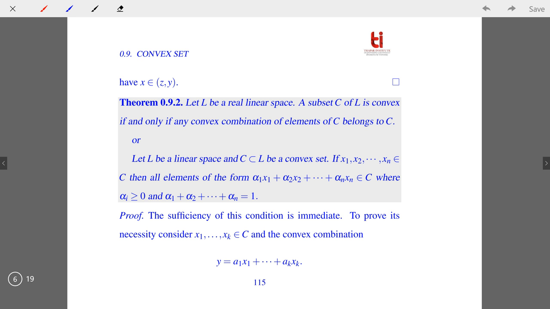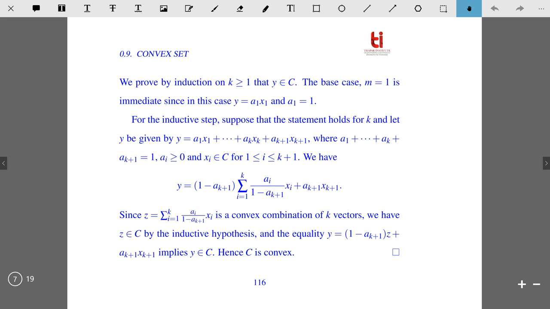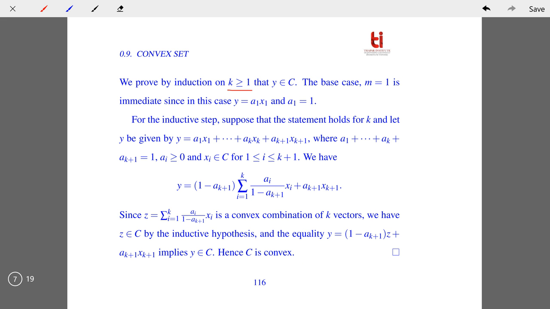The sufficiency of this condition is immediate. Now we will prove the necessity of this theorem. Consider x1, x2, and so on, xk belonging to C, and the convex combination y equal to a1 x1 plus and so on plus ak xk. We prove by induction on k greater than or equal to 1 that y belongs to C. The case k equal to 1 is immediate, and in this case we have y equal to a1 x1, and a1 is equal to 1.